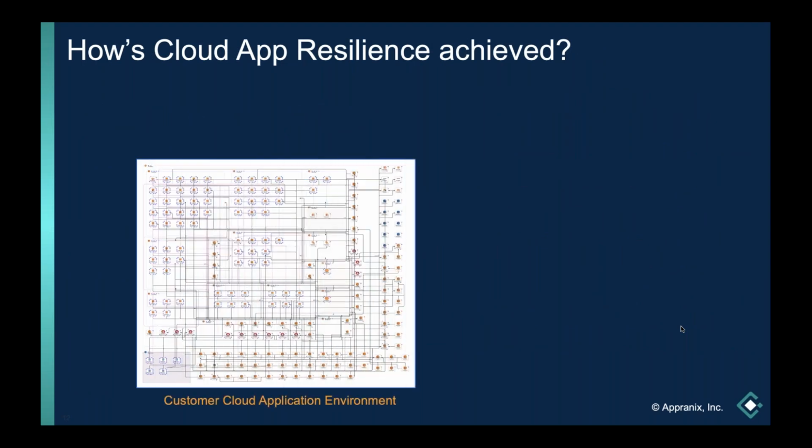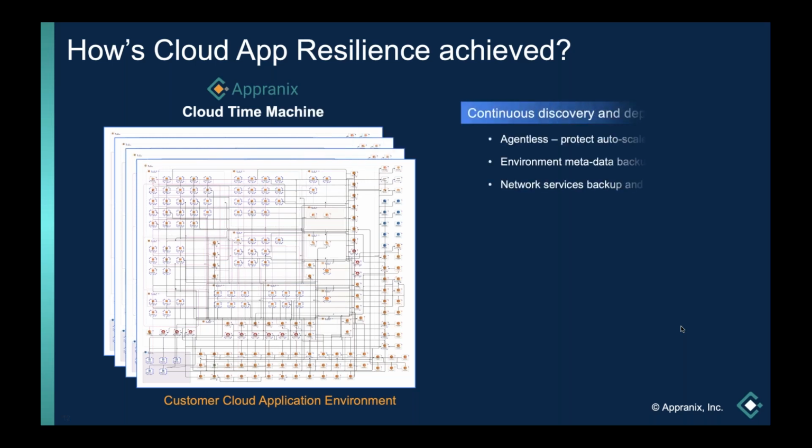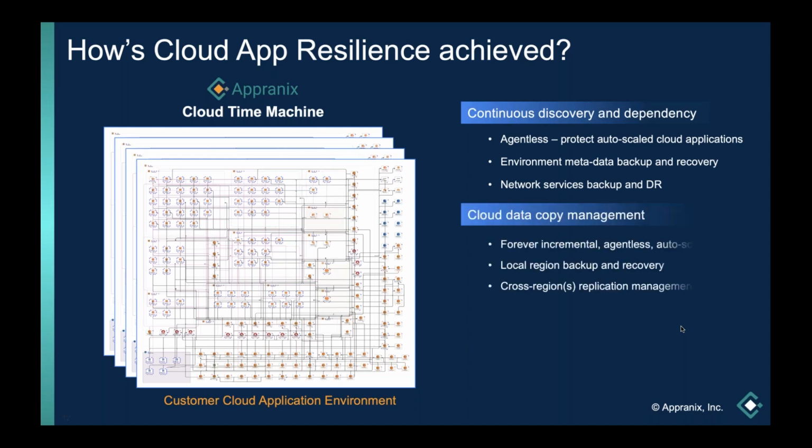Appranix makes it dead simple. We discover your environment. We continue to discover your environment. We understand your dependencies. And we do that with no agents. We simply create a cloud time machine by simply collecting the metadata of your configurations. We do not take your data. We orchestrate your data to different places across the cloud data network.